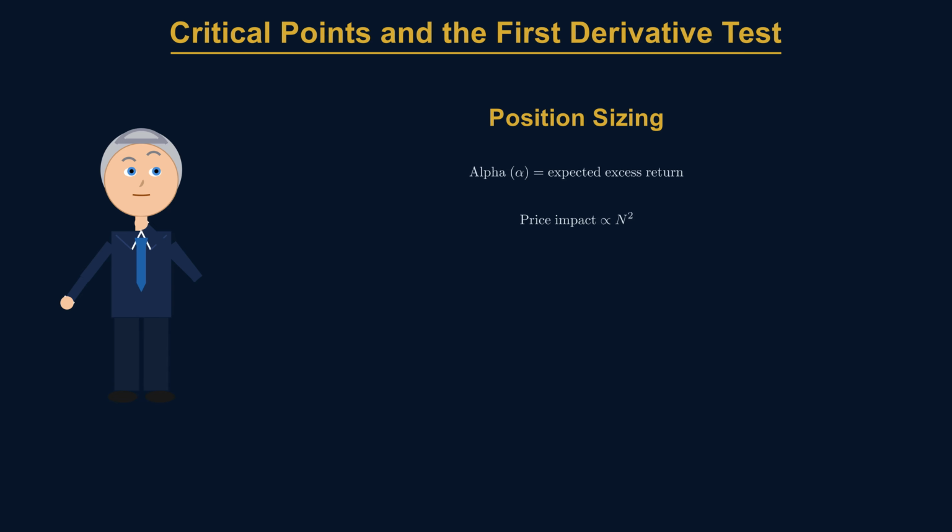He wants to know how much money he should invest in the stock before the cost of pushing up the price eats up more than the expected alpha is worth. So effectively, he's trying to figure out what trade size maximizes the fund's net expected gain. In our notation, that means he's looking for where dg over dn equals 0, where g is the net gain and n is the number of shares. Because g as a function of n is a polynomial, the power rule gives him the derivative directly.